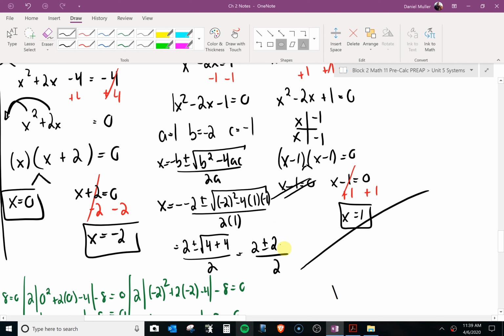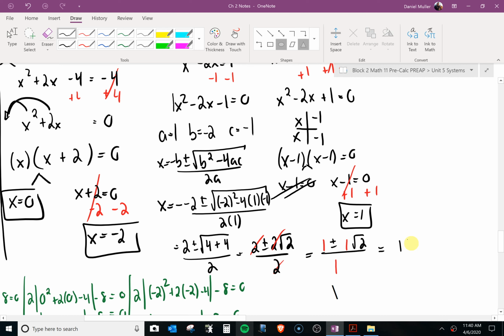So 2 square root of 2. Now, all of these outside numbers can be divided by 2. So I can divide that by 2 and get 1, divide that by 2 and get 1, and divide by 2 on the bottom and get 1. There's a plus or minus, and notice that the square root of 2 stays square root of 2. We don't change the inside number.